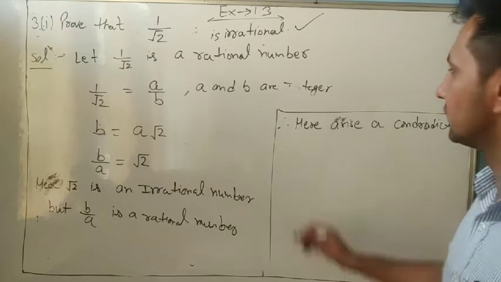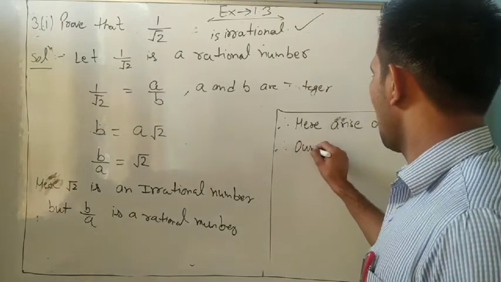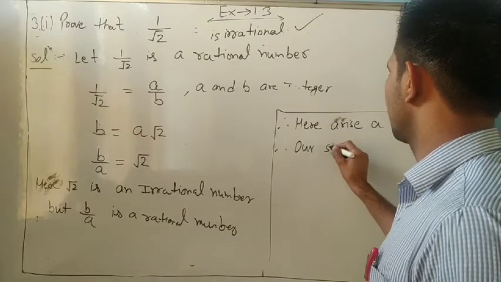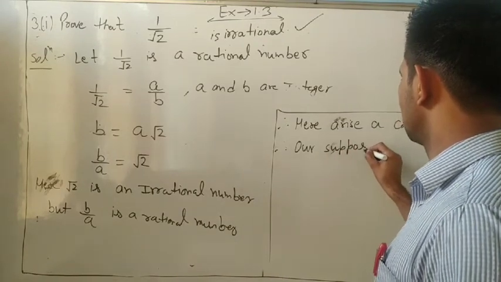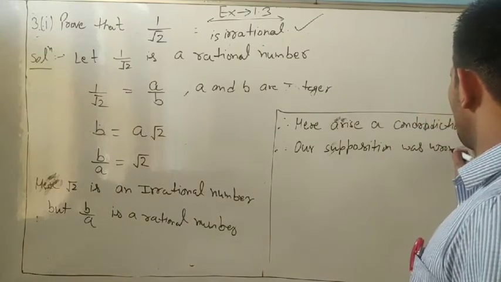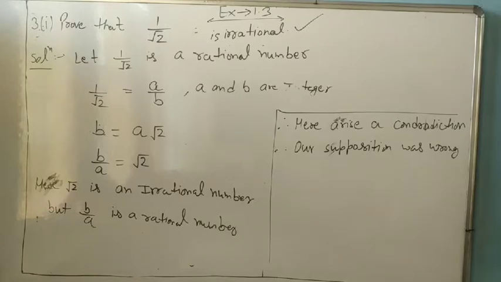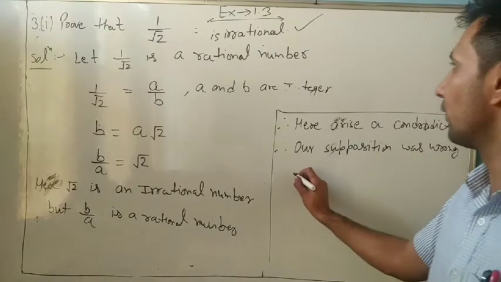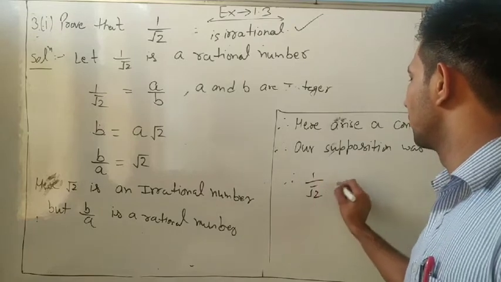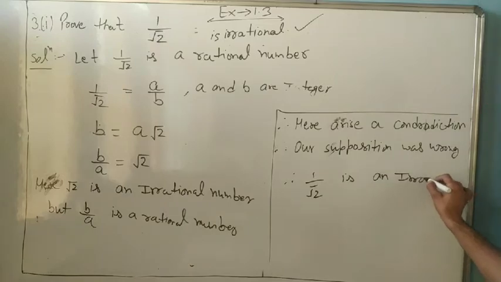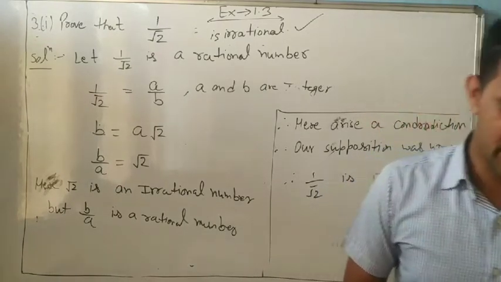Arise a contradiction. Therefore, our supposition was wrong, and if our supposition was wrong, therefore 1 upon root 2 is irrational. So note it down. It is a very simple question, and you can do the rest of the questions the same way.